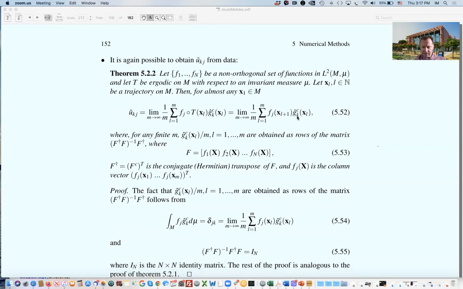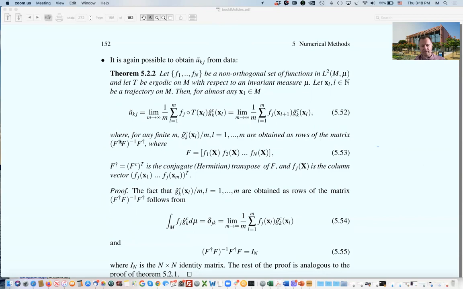And so look at this. This is the same thing represented using the fact that T of x_l is x_{l+1}. That's my dynamics. x_{l+1} is T of x_l. That's my nonlinear dynamics. This function here, so if I pull m inside to each element, so g hat, c_k divided by m are obtained as rows of this matrix. So this is conjugate or Hermitian transpose. So we complex conjugate and then transpose our matrix F.